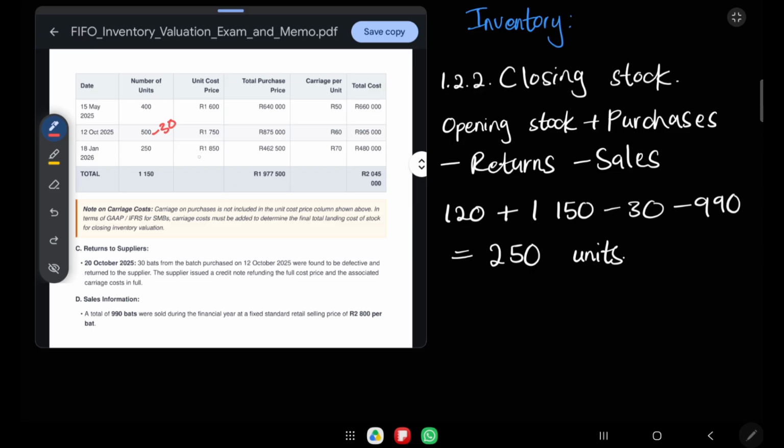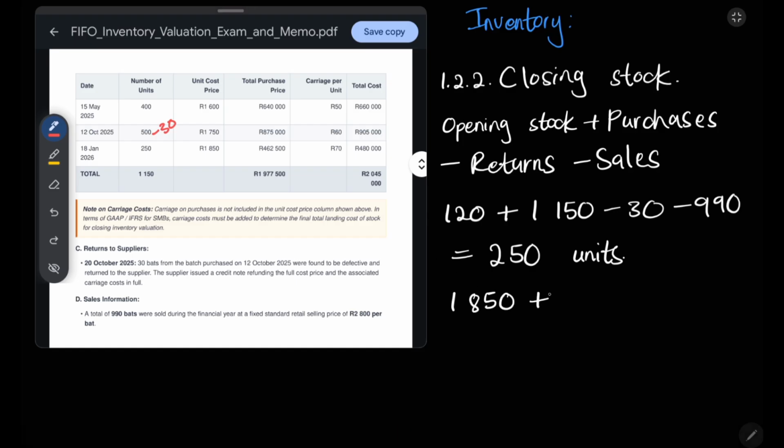We'd say 250 times 1,850. But remember, they told you that carriage on purchases is not included. So you have to say 1,850 plus 70, which is your carriage. This will be 1,920 unit cost price. Okay, this is not your value.